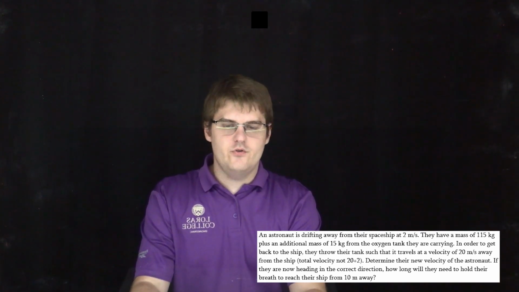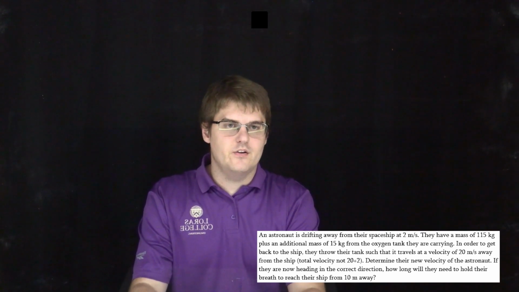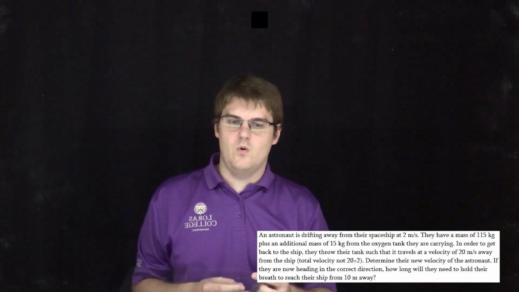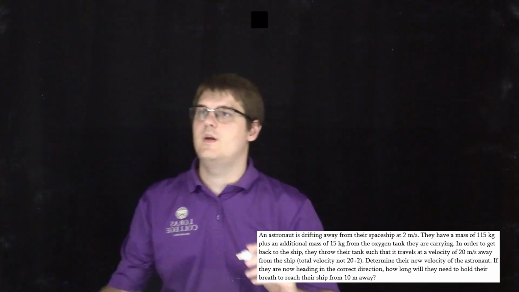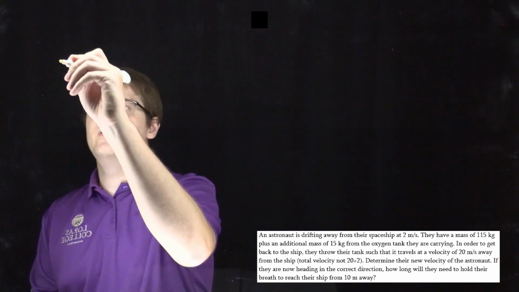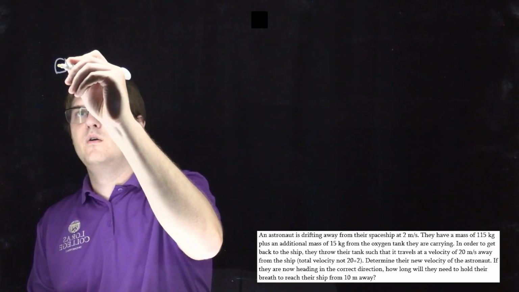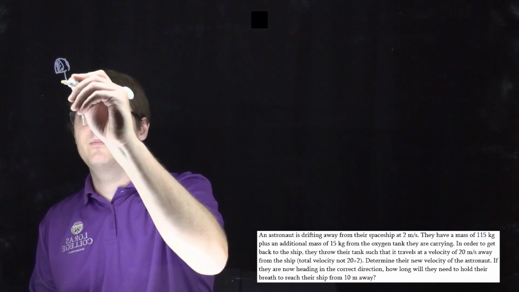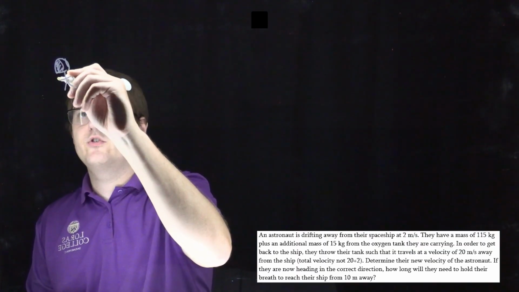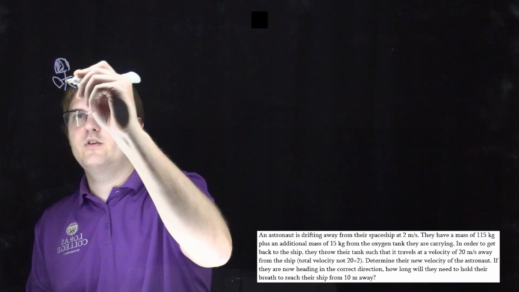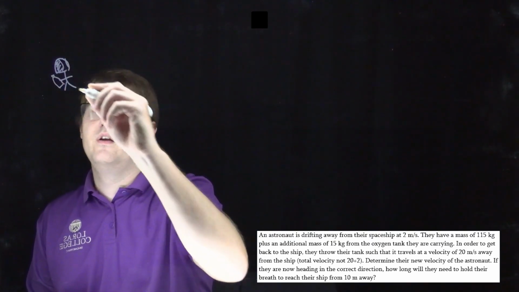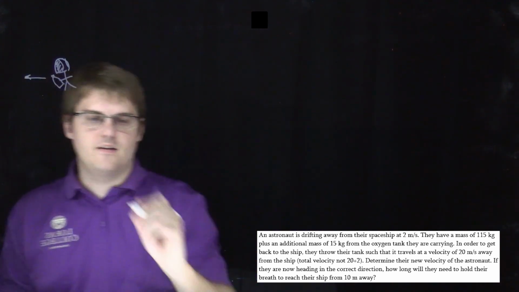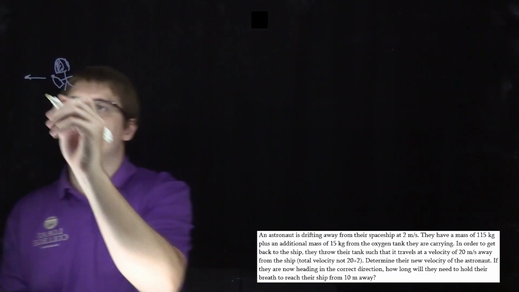This is the first of two videos talking about inelastic collisions and explosions for day 16. So our first problem we're going to be looking at, we have an astronaut who has been floating away from their spaceship. So we've got the astronaut, and he's got his little air tank here, and he's floating away from his spaceship at a velocity of 2 meters per second.